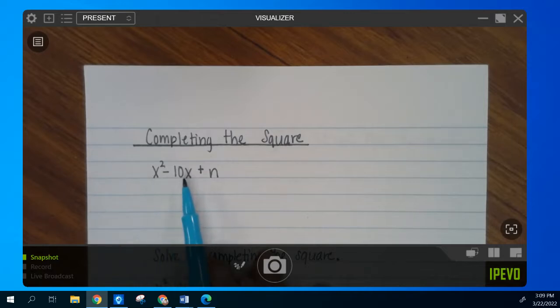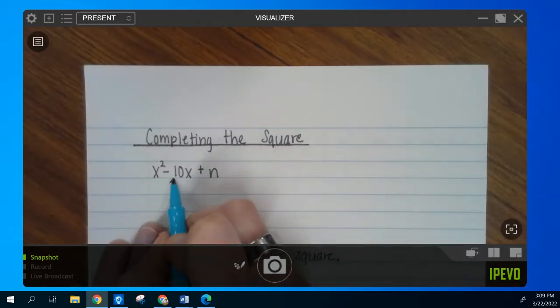expression, and we're going to find the third term that would make it a perfect trinomial square, which means that it factors as the same binomial twice. And then it becomes a perfect trinomial square. It's a super simple process as long as you can remember what you need to do to complete the square. We start by looking at your middle term.